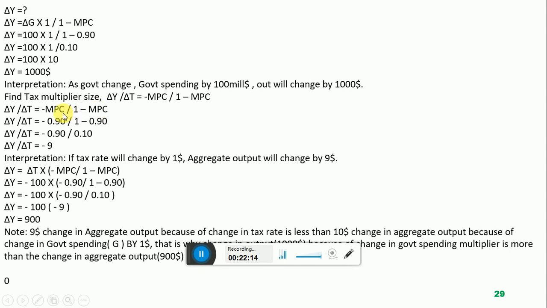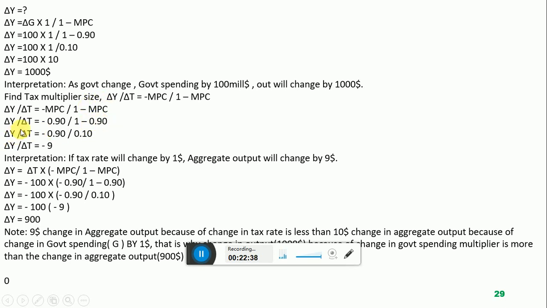Now we will simply substitute the value of the MPC to compute the size of the tax multiplier. MPC is given, that is 90%, so we replace MPC with its value. This is negative, so minus 0.90 divided by 1 minus MPC, which is again 0.90.